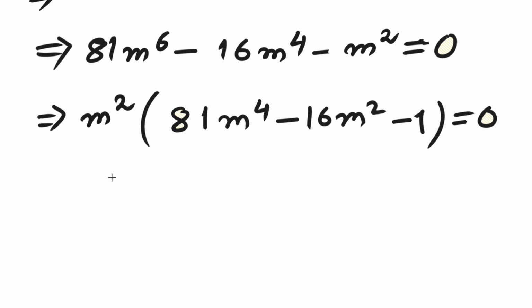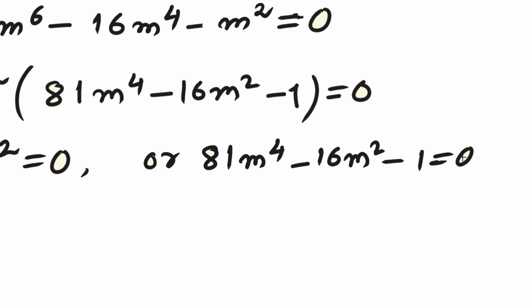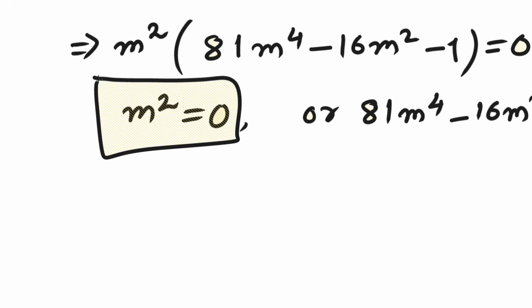equals 0. Now, when a product equals 0, we use the zero product property. This property says that if two factors multiply to give 0, then at least one of those factors must equal 0. So we have two possibilities. The first possibility is m squared equals 0, and the second possibility is 81m to the 4th minus 16m squared minus 1 equals 0. Let's deal with the first possibility first.